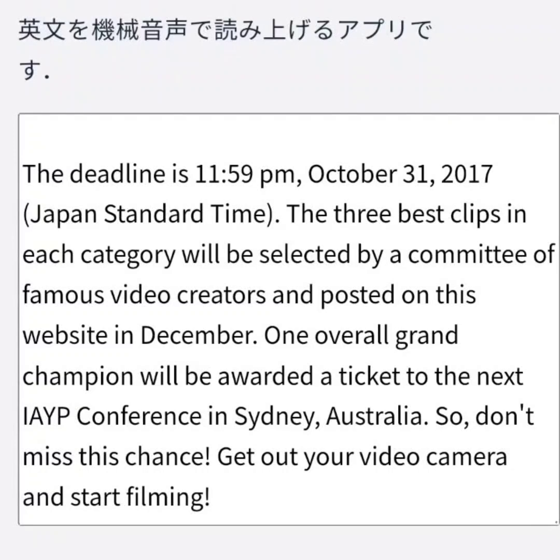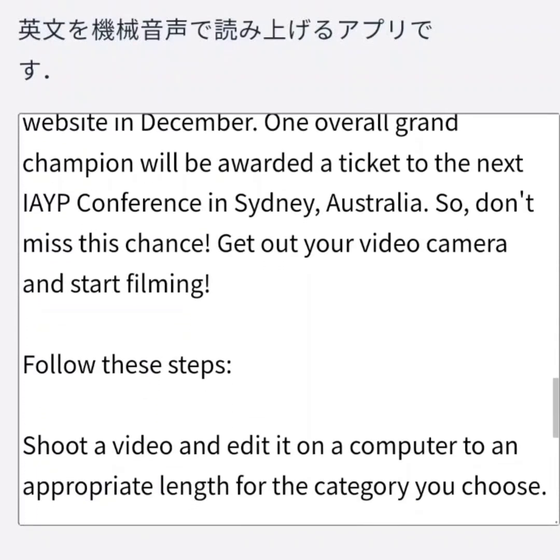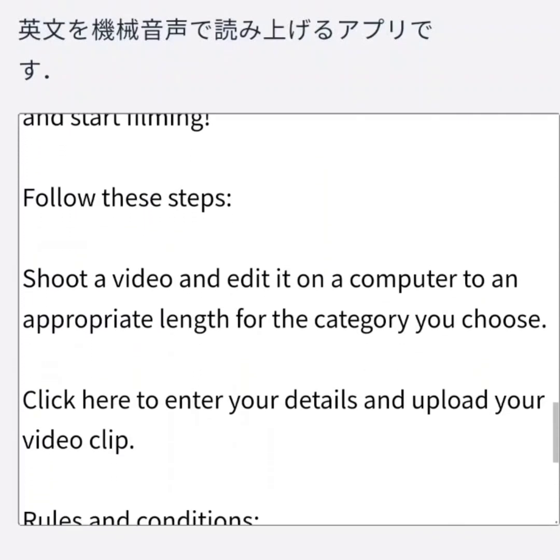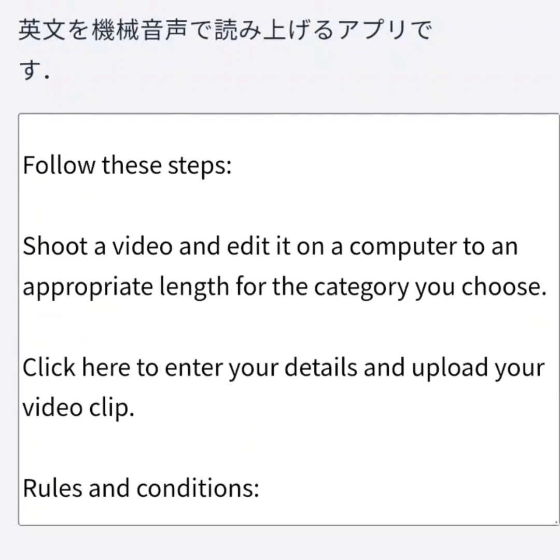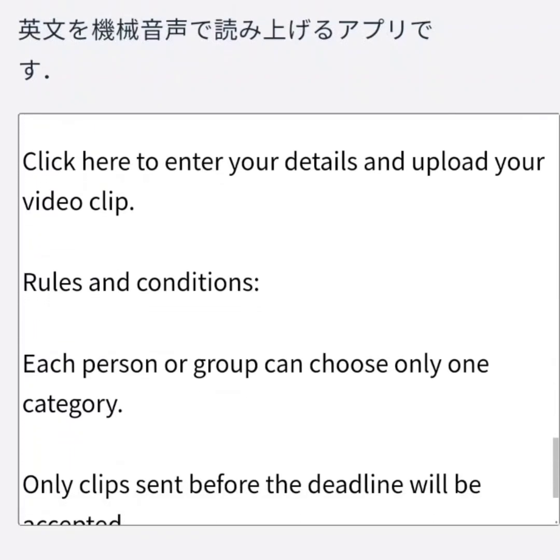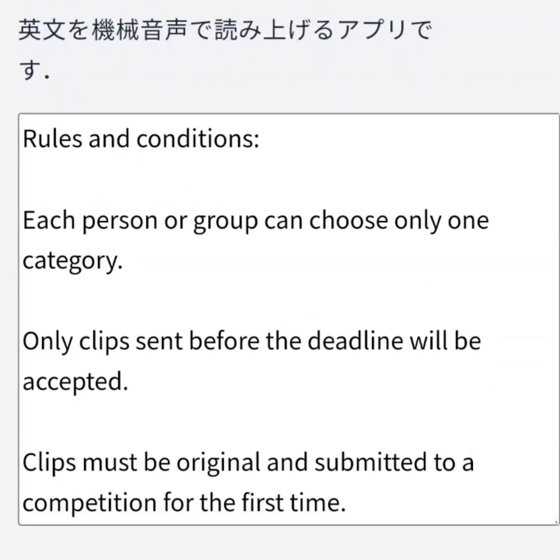Get out your video camera and start filming. Follow these steps. Shoot a video and edit it on a computer to an appropriate length for the category you choose. Click here to enter your details and upload your video clip. Rules and conditions. Each person or group can choose only one category. Only clips sent before the deadline will be accepted. Clips must be original and submitted to a competition for the first time.